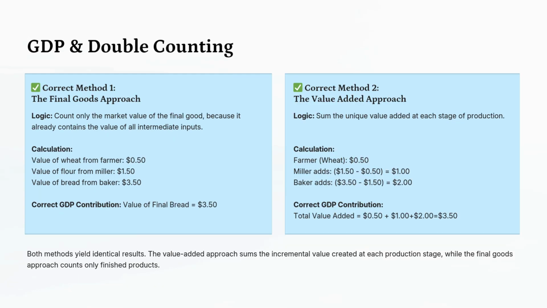There are two correct ways to measure GDP here. First, the final goods approach, where we count only the value of the final product, the bread worth 350. Second, the value added approach, where we add the value created at each stage. Both methods give the same correct GDP contribution of 350.